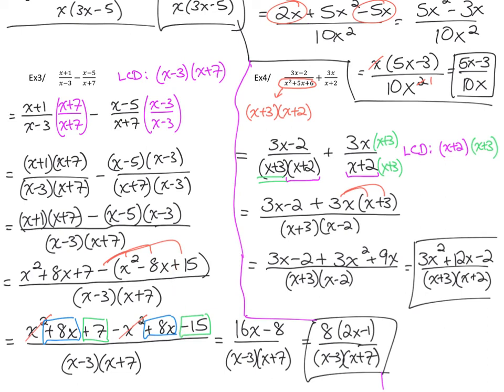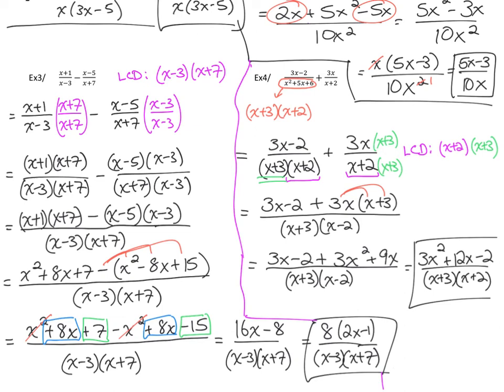And then from there, you can just combine like terms. There's an x squared here, and x squared here. You can combine those. There's an 8x here, and a positive 8x here. You can combine those, and you'll get 16x. And then a positive 7 minus 15 is a negative 8. And then from there, you can factor an 8 out of the numerator, and just to make sure nothing cancels, and nothing does, so this will be your final answer here.